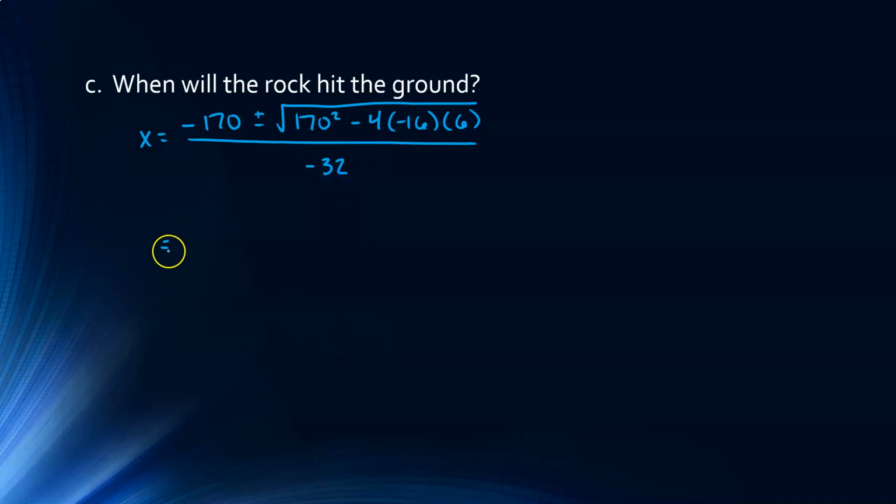All right, let's find the discriminant. So that's the piece underneath the square root. Let's find that first. So when you do that in your calculator, when you take 170 squared minus 4 times negative 16 times 6, again, do that all in one piece on your calculator. Don't break that up into separate parts. That's where you're more likely to make a mistake. But you should get 29,284.